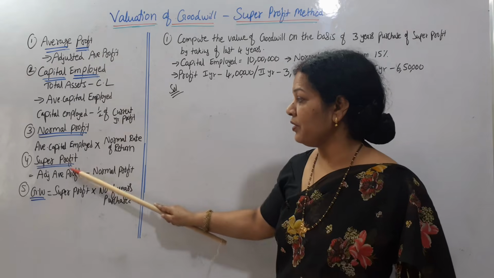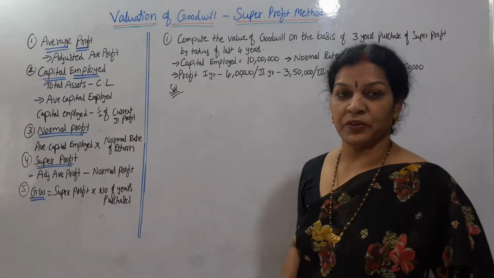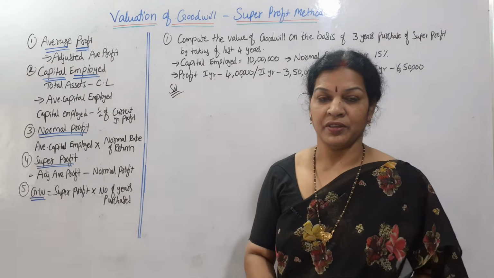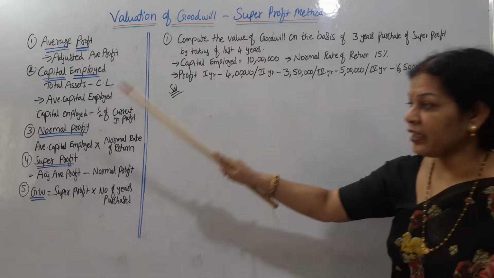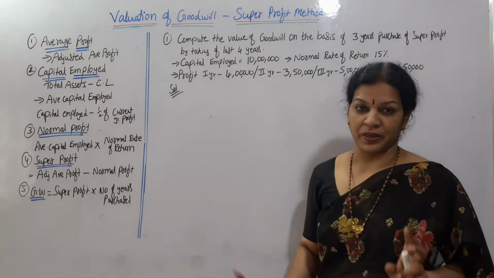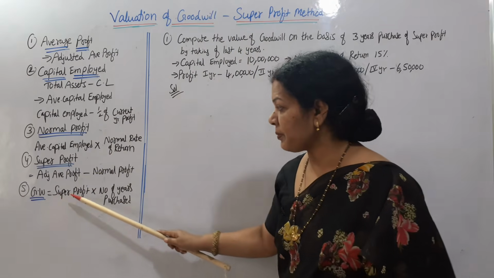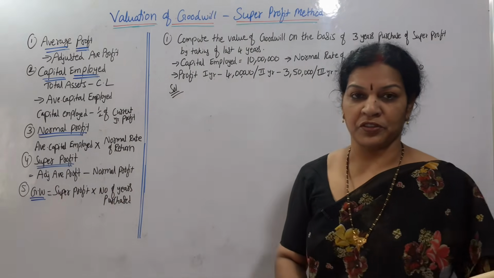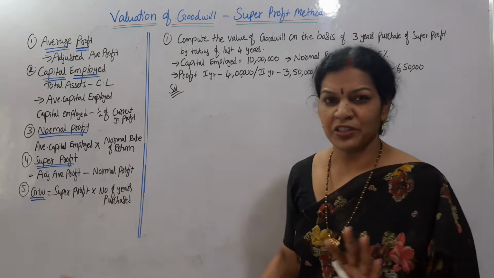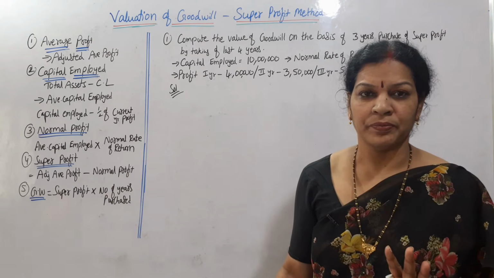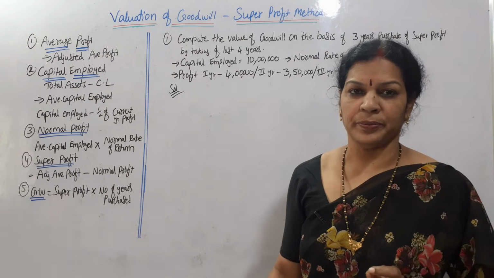Adjusted average profit minus normal profit, so that you get the super profit. Once you get the super profit, in the super profit method the formula for calculation of goodwill is: super profit into number of years purchased. Ultimately, the number of years purchased will always be given. What we need is the super profit.